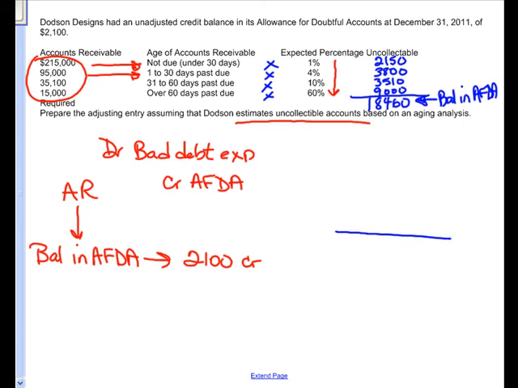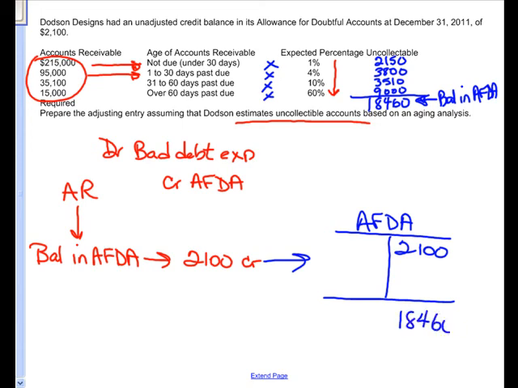We have a quick look at our T account for the allowance for doubtful accounts. Remember that there was a balance in there to start with, and we want to end up with 18,460 as the balance of the account. We have to determine how we get from $2,100 credit to another credit of 18,460. So we're going to subtract those two numbers to determine that the adjustment has to be $16,360 to this account to make it correct. So that's the number we end up putting in our journal entry.